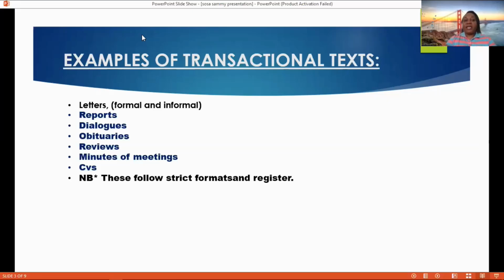Dialogues, you engage in a dialogue between yourself and your friend. Then write that dialogue. Those are examples of transactional text. Or an obituary, someone has died, or maybe a very close family member has died, and you are asked to write their obituary. That's the function of this text. Write an obituary. You must know how to do that.